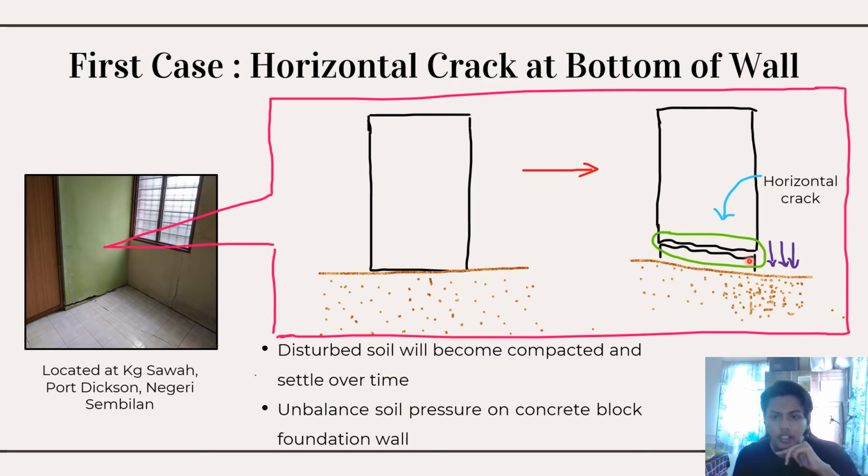Because if this is the poor bearing capacity, it is not able to retain the wall. That's why the wall went down to some level. But this wall is still retained because the soil below has good bearing capacity. There is compression from the wall, so settlement happened and the wall went down. As shown here, it is because disturbed soil will become compacted and settle over time, and the second reason is the unbalanced soil pressure on the concrete block foundation wall. Therefore, the horizontal crack occurs.